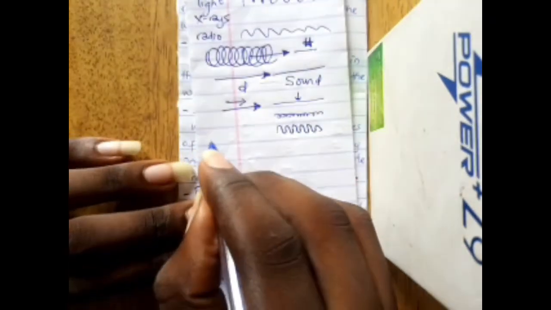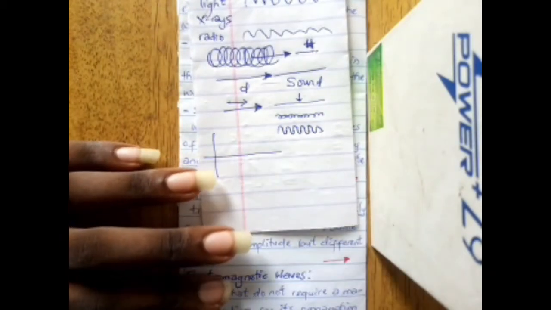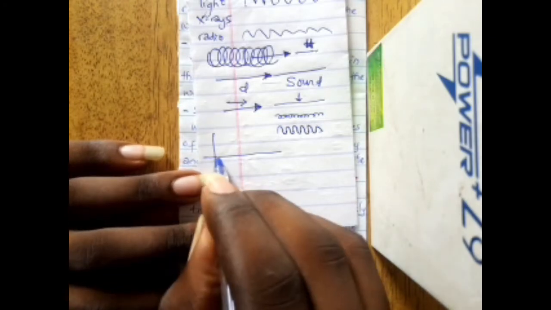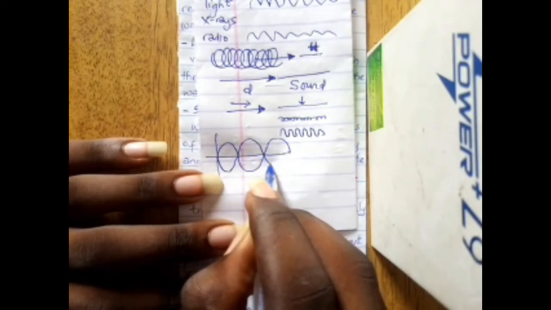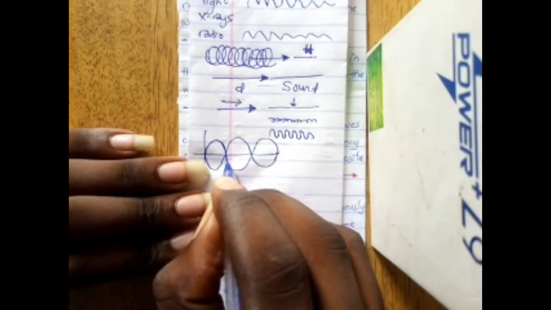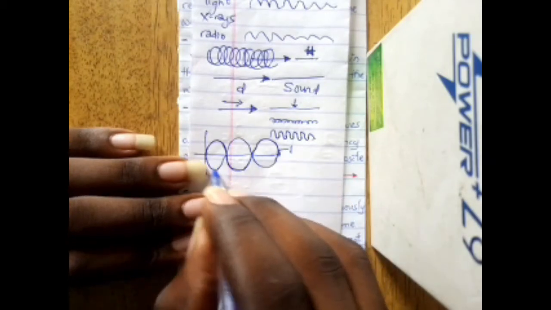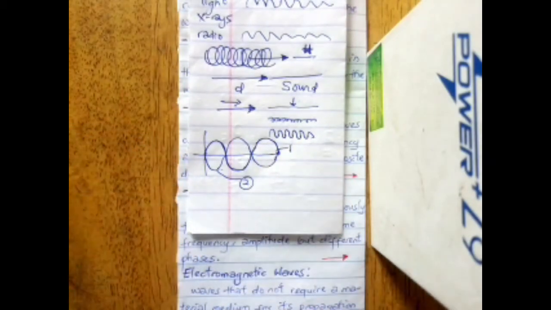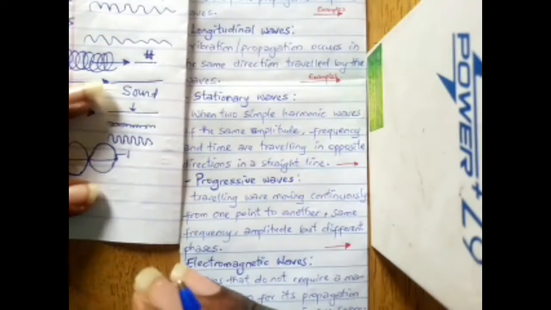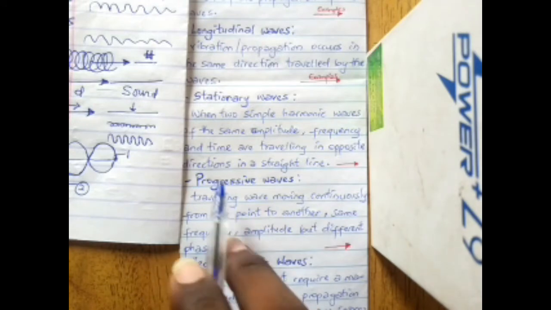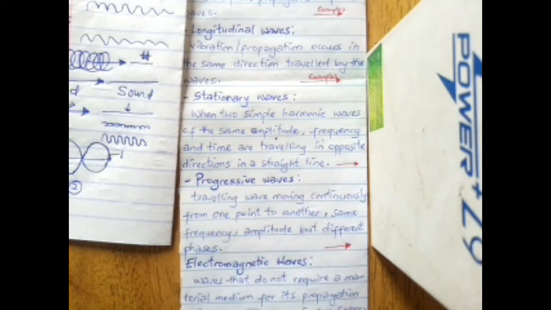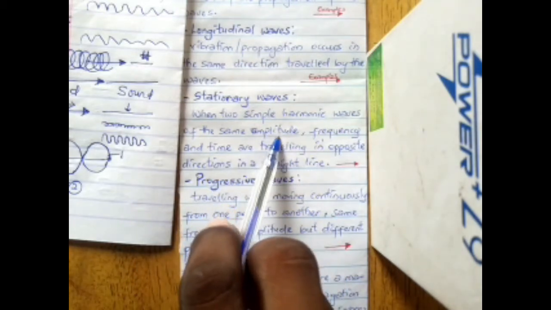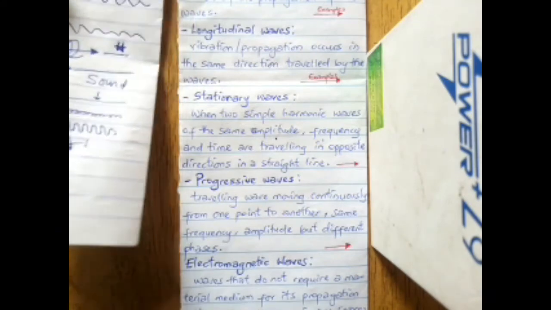Now a stationary wave is simply due to the interference of two waves in opposite directions. Now you have a first wave and you have another wave. This was wave 1, and this was wave 2. A stationary wave is formed due to the interference of two simple waves moving in opposite directions, but they have the same amplitude, the same frequency, and the same time of propagation. As we move further, we'll be defining some of these terms: amplitude, frequency, the period, and so on.